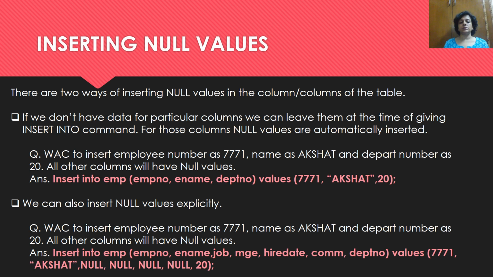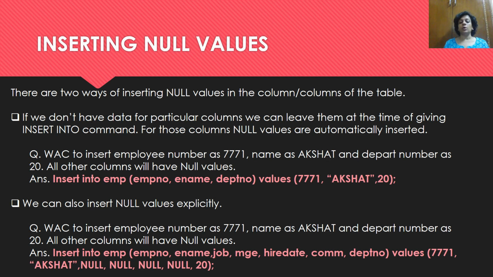Inserting null values. There are two ways by which we can insert null values in the column or columns of the table. If we don't have data for particular columns, we can leave them out at the time of giving the insert into command. For these columns, null values are automatically inserted.